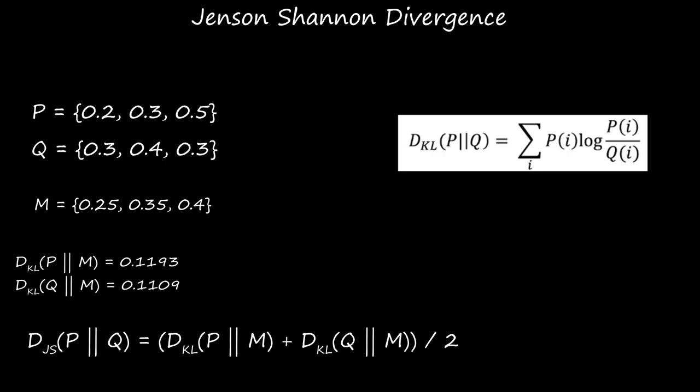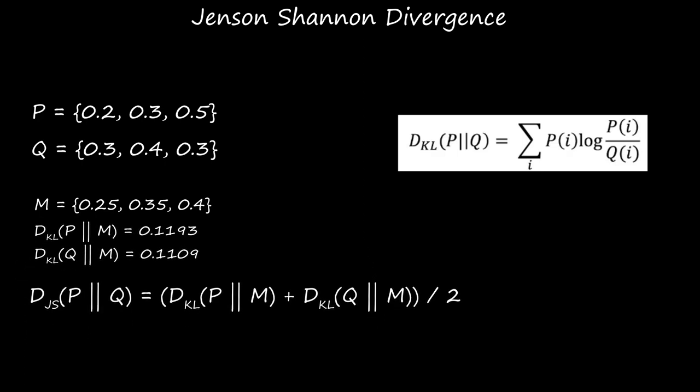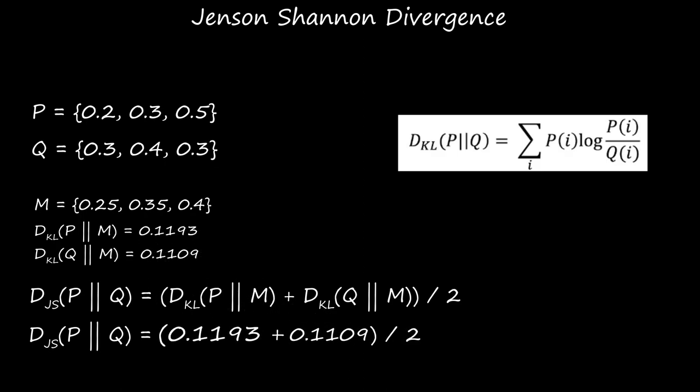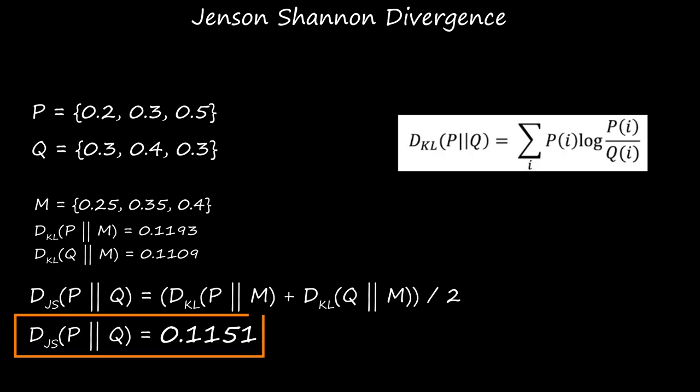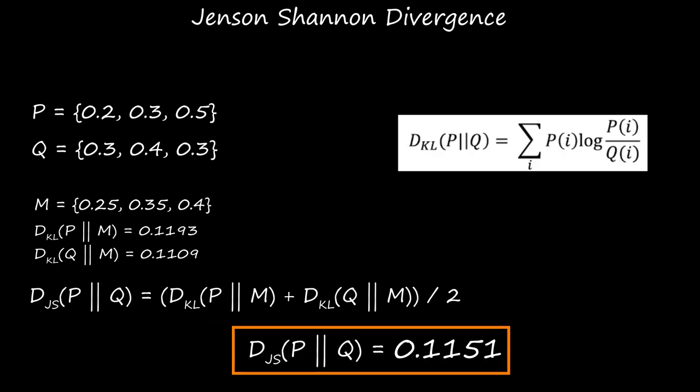Finally, we can calculate the JS divergence by taking the average of the KL divergence between P and M and Q and M. And hence, the JS divergence between P and Q can be calculated like this. Therefore, the JS divergence between the two probability distributions P and Q is this.